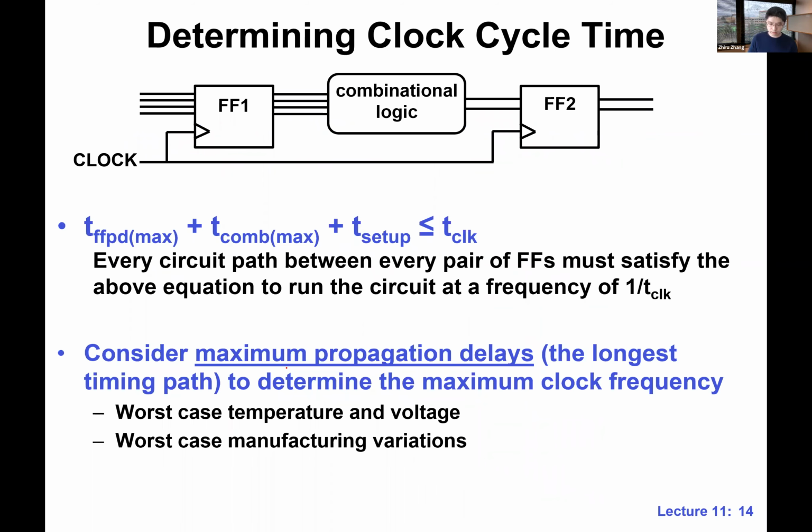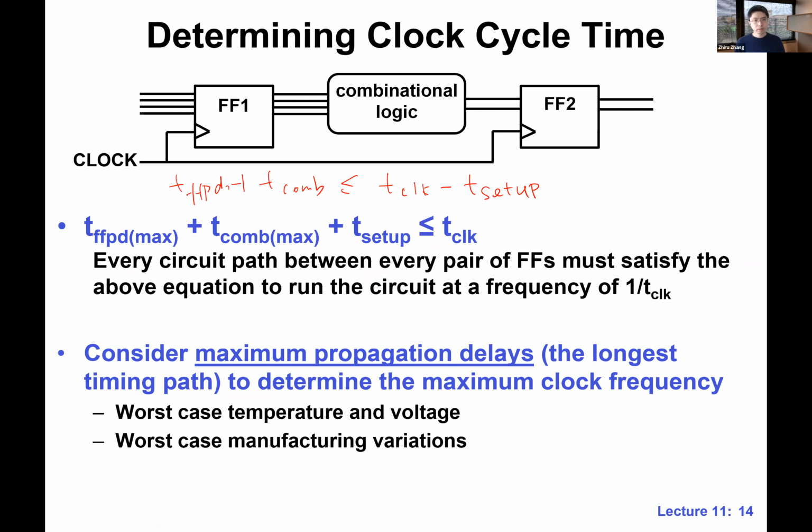Okay, so if this is clear, then we can actually rewrite. We already got what we have, right? So we just have to rewrite this this way. Now what we have is basically T_FF_PD, plus T_COM, equal T_clock minus T_setup. This is what we got. And if we just rearrange the term a bit, this is the equation. So that's how we determine the cycle time. We basically add up these three things, and we can determine the maximum clock frequency or the minimal cycle time.